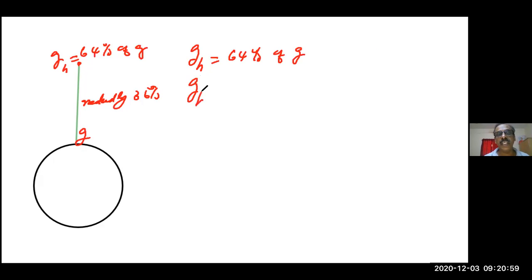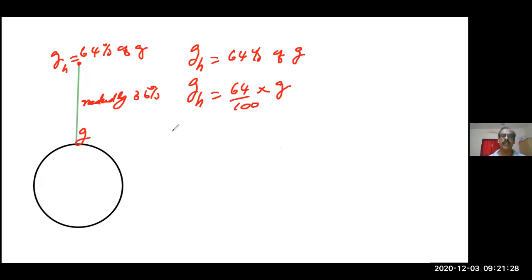Now GH is equal to 64 by 100 of G. Here this English grammar is very important. Sometimes they may ask at what height G becomes 36%, meaning GH is 36% of G. Here, at what height G is reduced by 36%. So that means 100 minus 36 remaining you have to take. So that grammatical part is very important in the question. Is it clear to you?